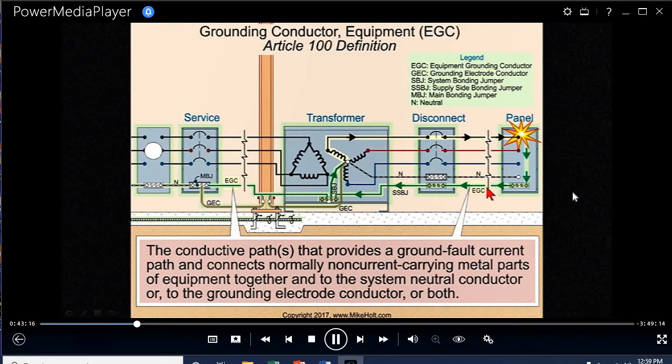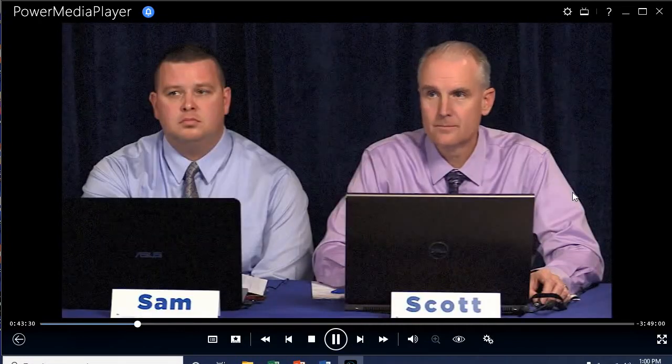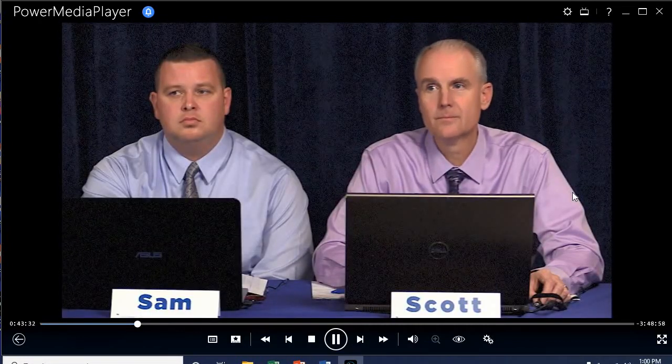So this is the part right here. It connects parts together, and it also provides a fault current path. But it's only one piece of the effective ground fault current path. And Scott, you said earlier, it's that effective ground fault current path that handles the system bonding, the supply side bonding, the equipment grounding conductor. You put them all together, we have an effective ground fault current path.